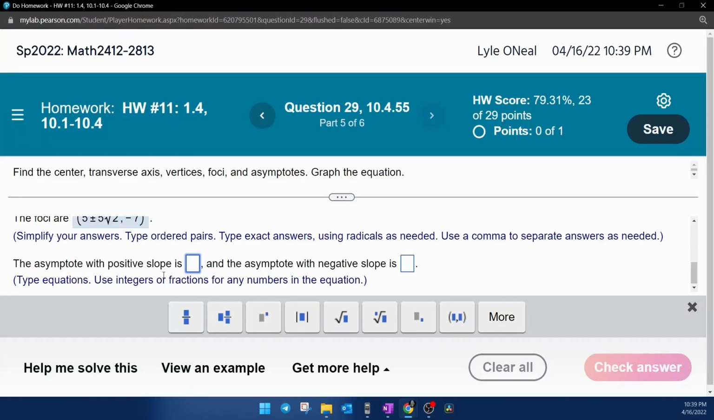And we do need to type the whole equation this time. So the y equals, this is the one with positive slope, that was x minus 12. And the asymptote with negative slope, y equals negative x minus 2.